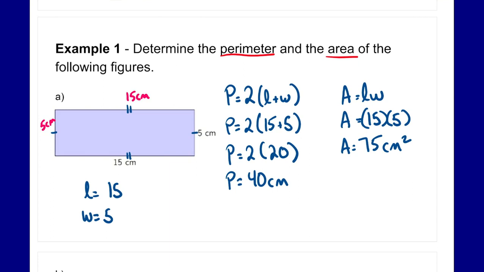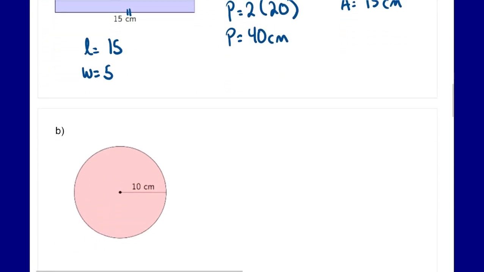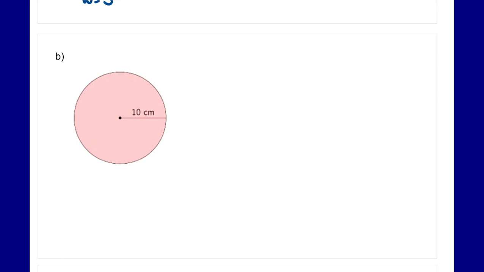Right? So just making sure we have our units to differentiate between area and perimeter, making sure we have the correct units. B is a circle. Right? So again, circle, we have some dimensions. We have one dimension here. This is our radius, or R. So our R value is 10.